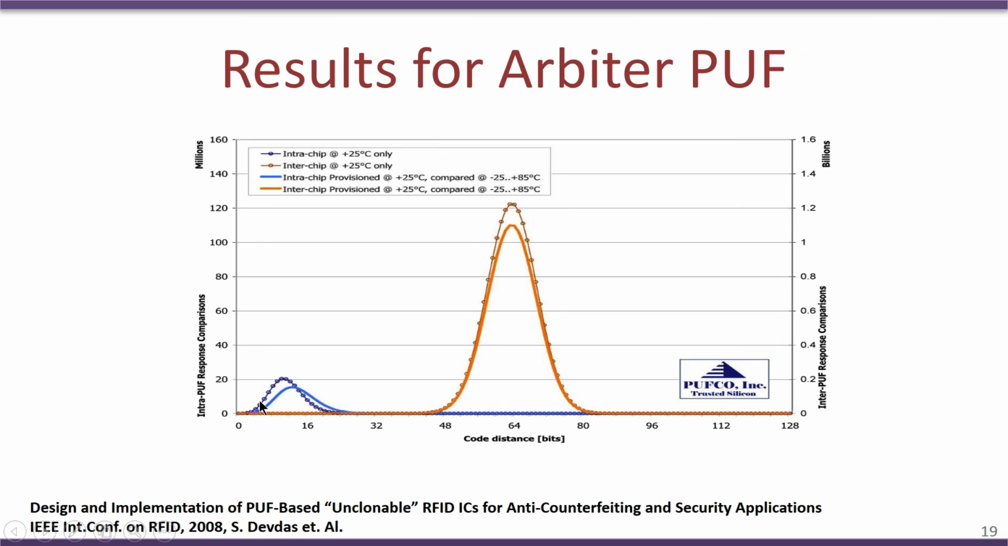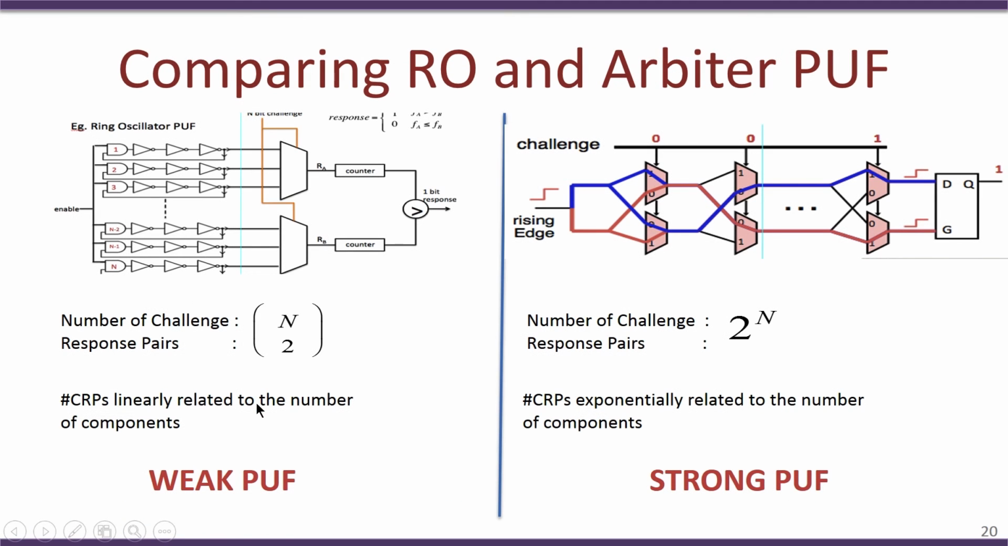So, what this means is that if I provide the same challenge to the same device under different conditions, like a change of time, a change of temperature or after a long time and so on, the response is very much similar. So, what we have seen are two PUFs, the ring oscillator PUF and the arbiter PUF, and what we will see now is we will try to compare the two of them and see what the characteristics of the two are.